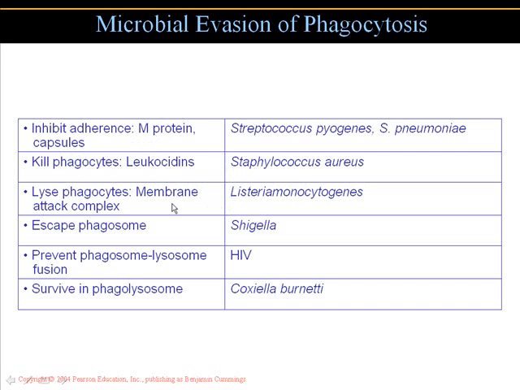We also see certain organisms which will lyse the phagocytes with the membrane attack complex. Listeria monocytogenes is an organism that can do that. Some can escape the phagosomes. Shigella is an organism that does that. And then certain substances prevent phagosome and lysosome fusion, such as in the HIV virus. And in the case of Coxiella burnetii, we see it survives the phagolysosomal process.